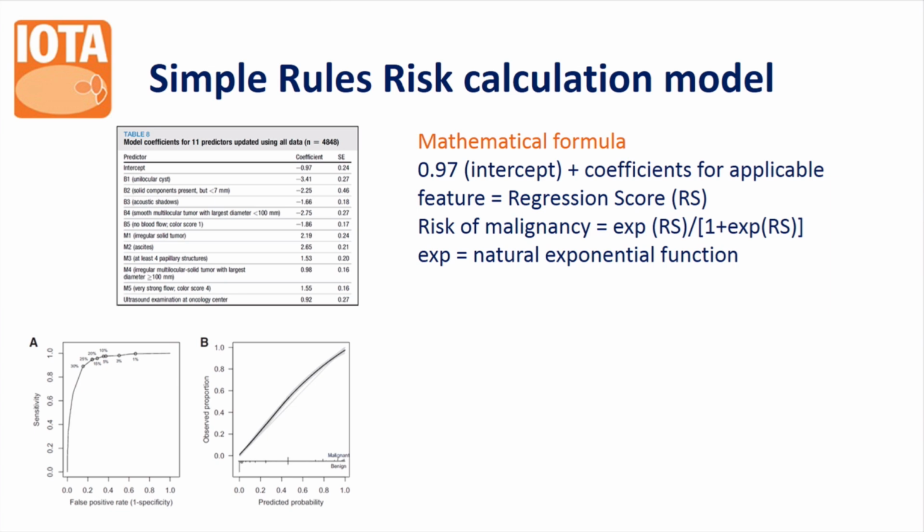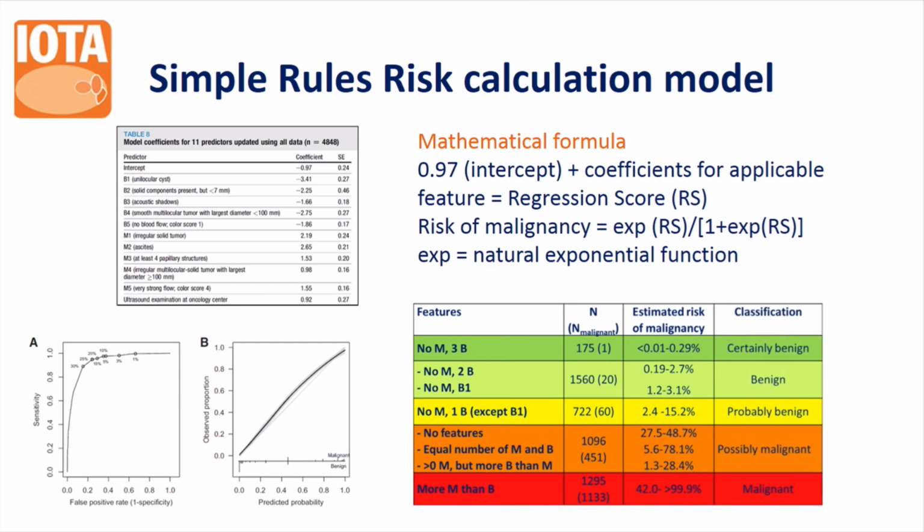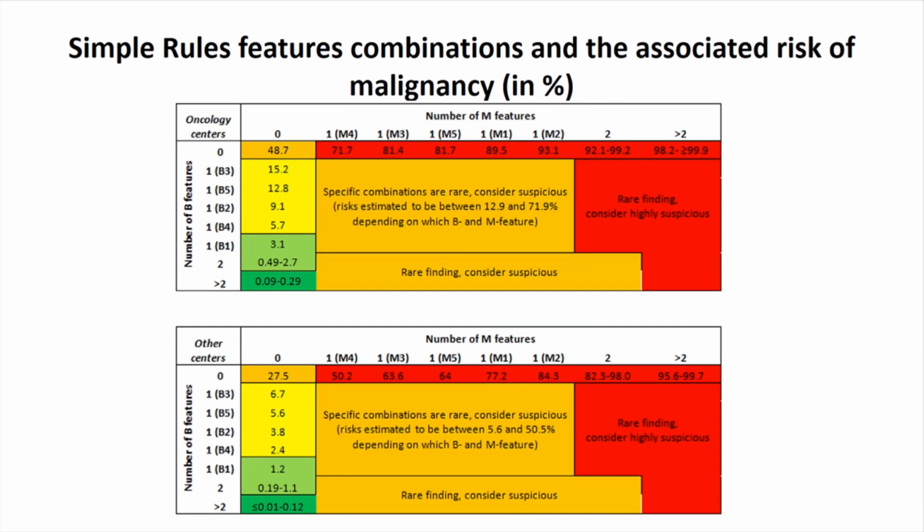On the other hand, you can read off the individual risk of malignancy for 97% of your patients by using a table like this one, which takes into account the number and type of benign and malignant ultrasound features, and you can read off an approximate individual risk of malignancy for all your patients if you use a simple table like this one, which is based only on the number of benign and malignant ultrasound features, not on the type of ultrasound feature. So let's look at how these tables work.